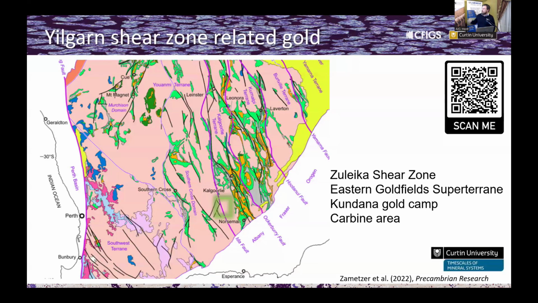So what we're going to do is we're going to go off to Tropicana and go to look at some shear zone related gold. Actually, no, we're not. We're not going to Tropicana first. What we're going to do is we're actually going to go to the Zerleke shear zone, close to the Ida fault, and we're going to look at that.